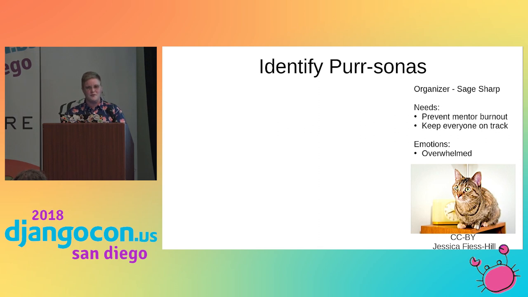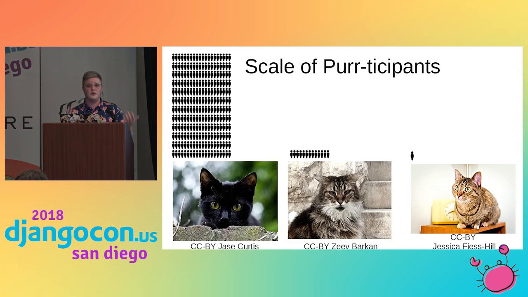So for me, a lot of the times what I feel is I feel overwhelmed, and that's mostly because of the scale of people who are involved in this program. So there's me, the main person who's helping run Outreachy, and there's 60 mentors. Even networking with 60 mentors is a challenge, but also answering questions from 1,000 plus applicants and getting them on the right track is an additional challenge. I can't do it all myself.